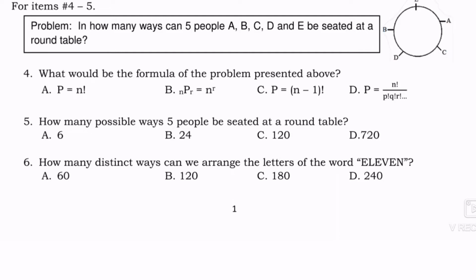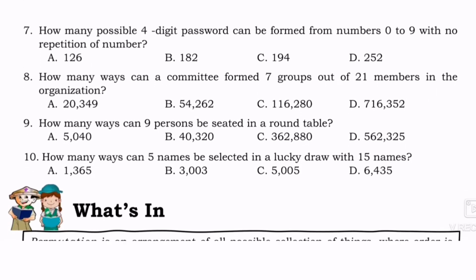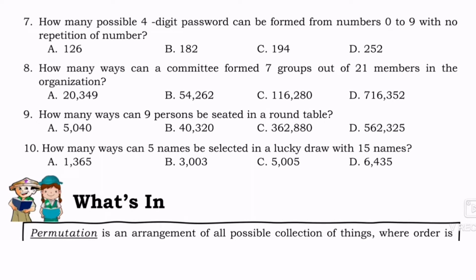Number 6, how many distinct ways can we arrange the letters of the word 11? The answer is B. Number 7, how many possible 4-digit passwords can be formed from numbers 0 to 9 with no repetition of number? The answer is A. Number 8, how many ways can a committee form 7 groups out of 21 members in the organization? The answer is C.